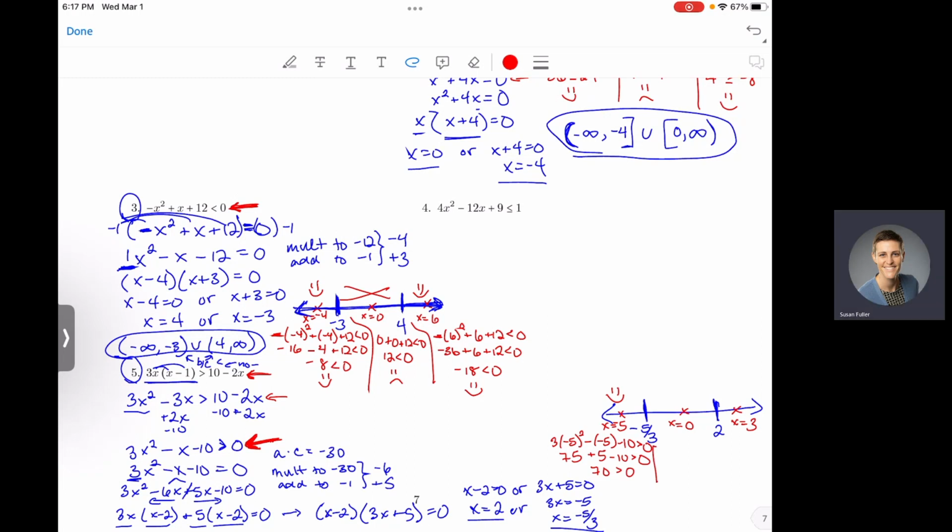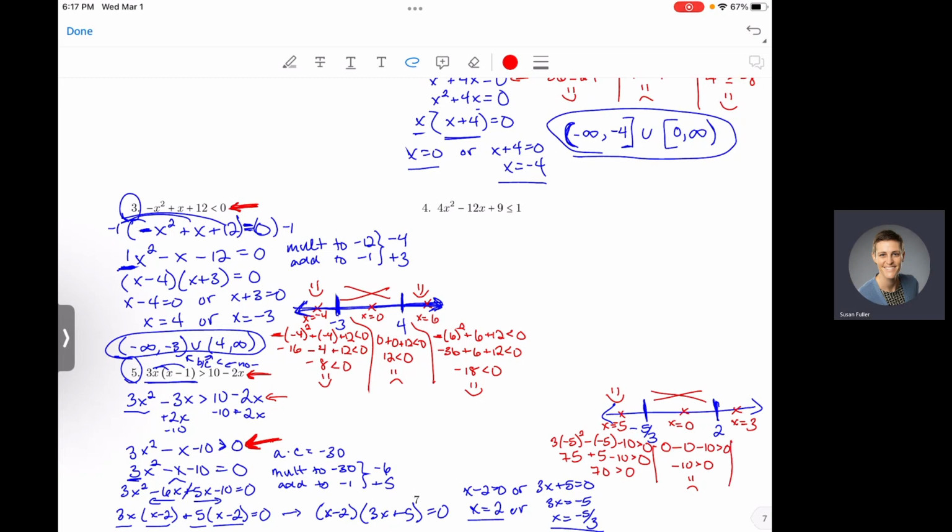If I plug in 0, I get 3 times 0 squared is 0, minus 0, minus 10 is greater than 0. Negative 10 is not greater than 0. This middle part does not work.